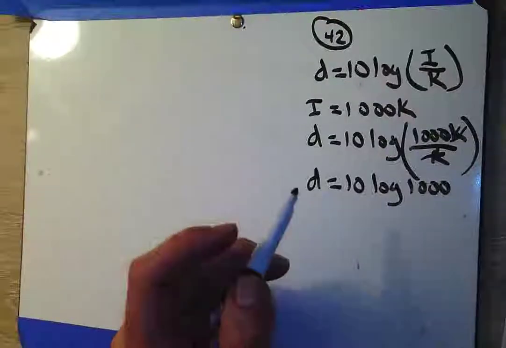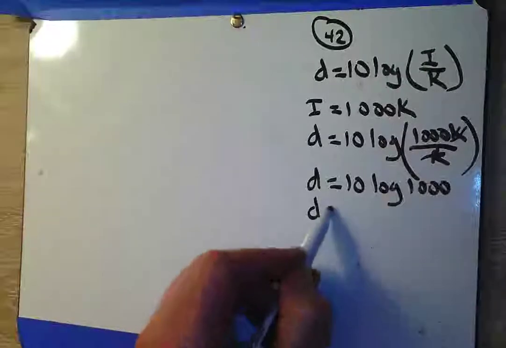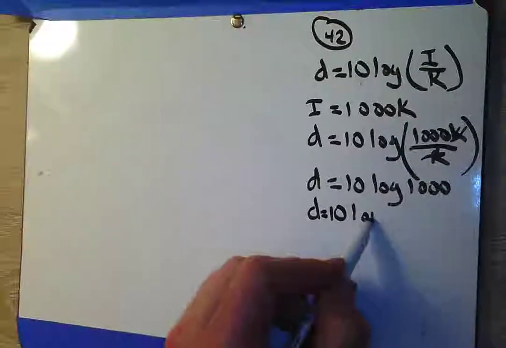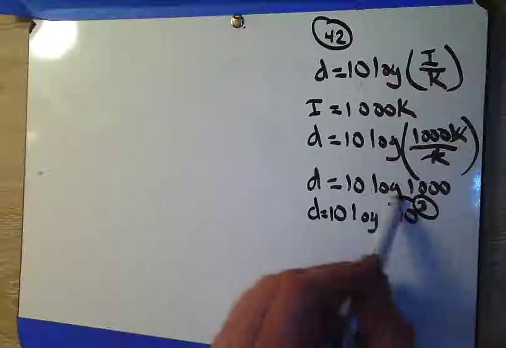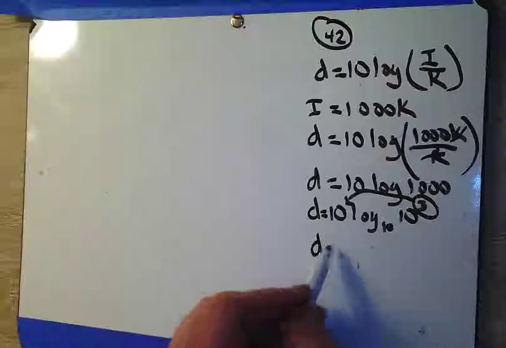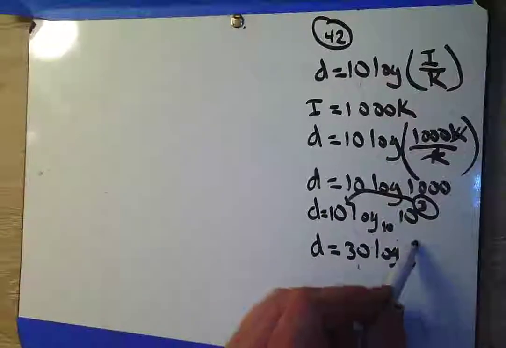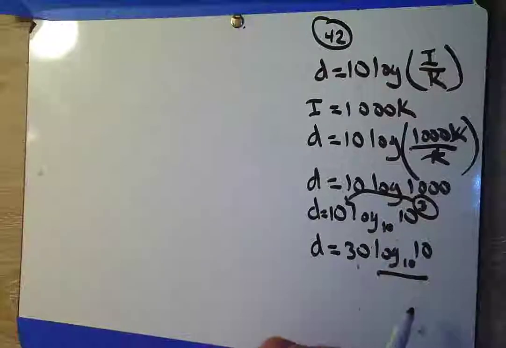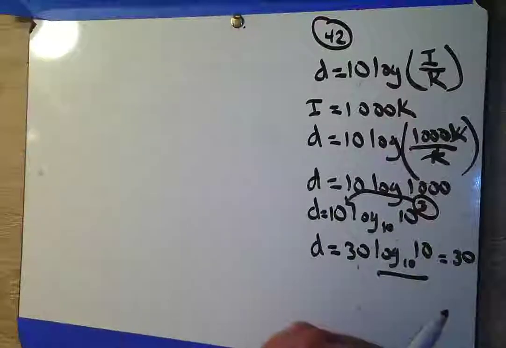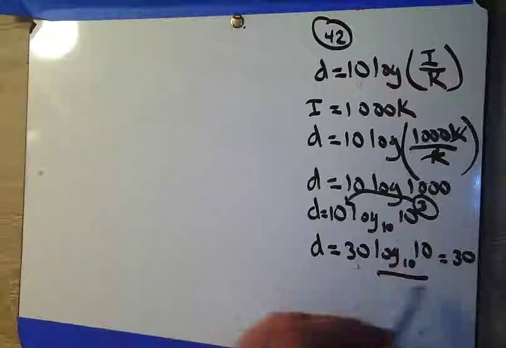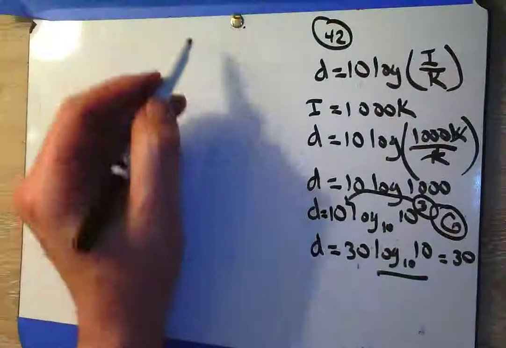Well, we remember from doing logs that log of 1,000 is log base 10 of 1,000, and that can be written as 10 to the third. Then I can use the power rule to bring that 3 down in front. D equals 3 times 10, or 30, log base 10 of 10. Well, log base 10 of 10 is 1. 1 times 30 is 30. So we're looking at 30 decibels for number 42, and that's choice G. G for 42. How about 43?